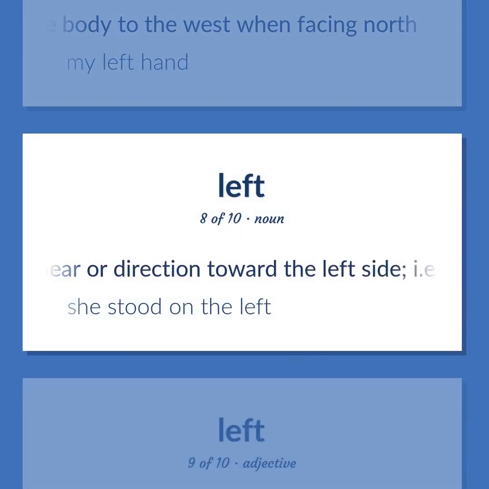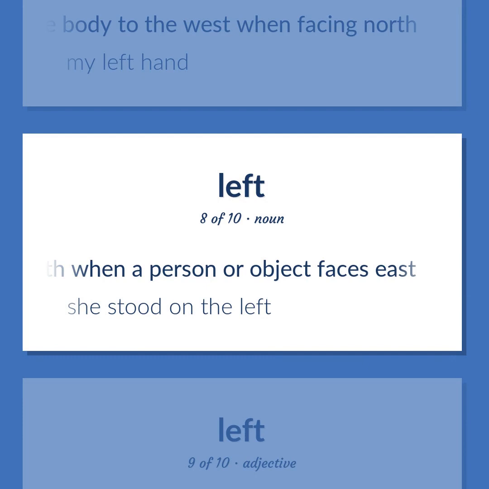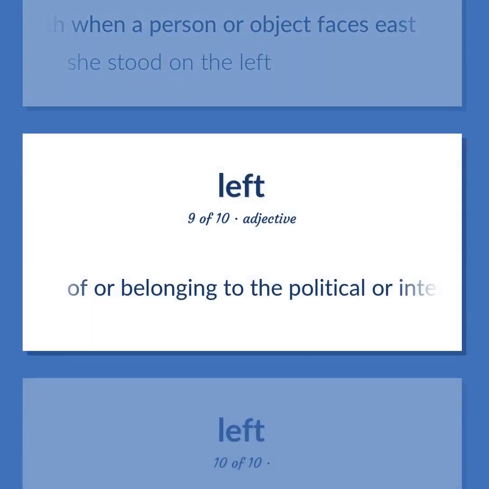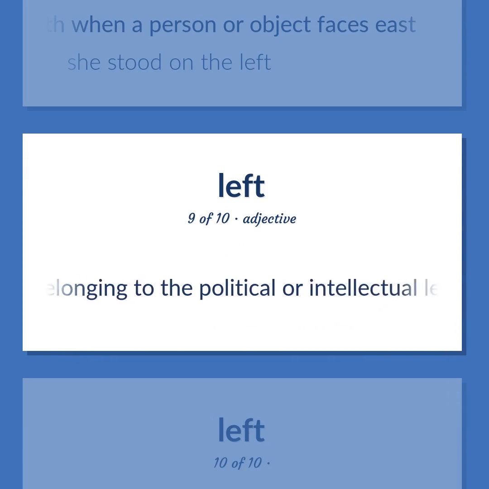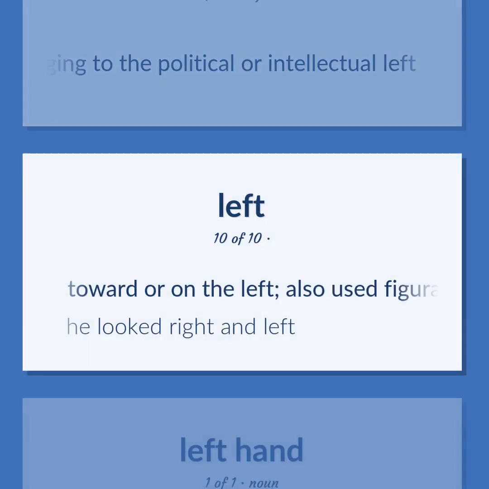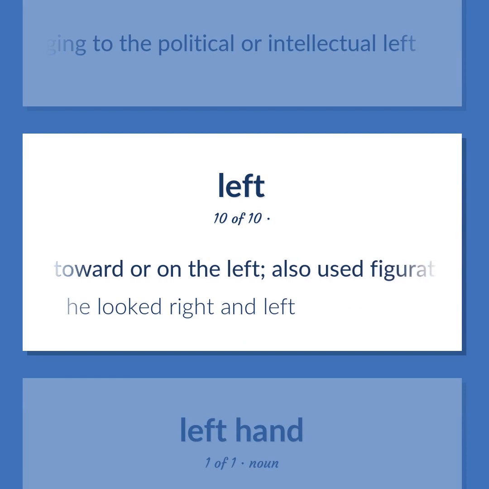Location near or direction toward the left side, i.e. the side to the north when a person or object faces east. She stood on the left. Of or belonging to the political or intellectual left. Toward or on the left, also used figuratively. He looked right and left.